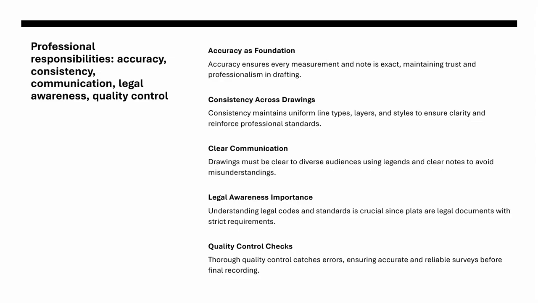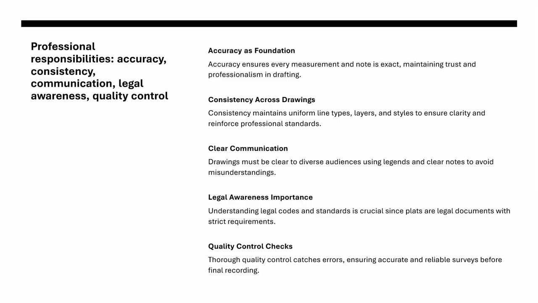In Lecture 2, I described them in 5 categories: accuracy, consistency, communication, legal awareness, and quality control. Let's take each in turn, not as a bullet point list, but as a sequence of ideas, each flowing into the next. First comes accuracy. Accuracy is the bedrock. Without it, nothing else matters.